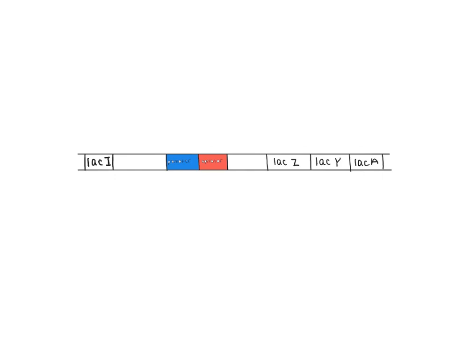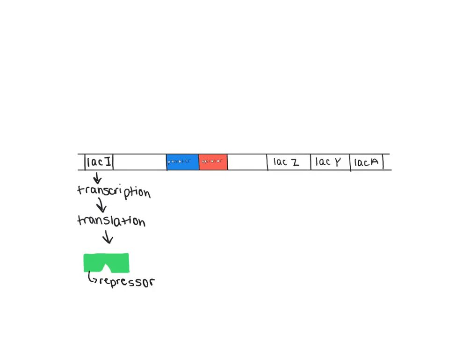The way that Lac I works is that it undergoes transcription and then translation, and we get something called a repressor. So we get this protein that we call a repressor. And this repressor is super important to the function of the Lac Operon.